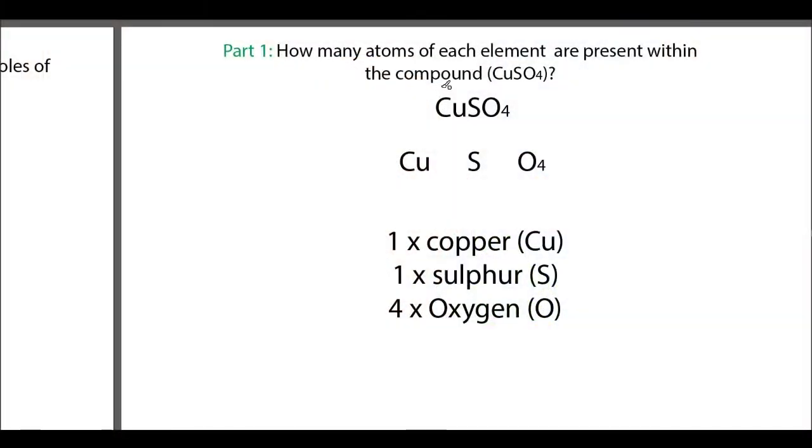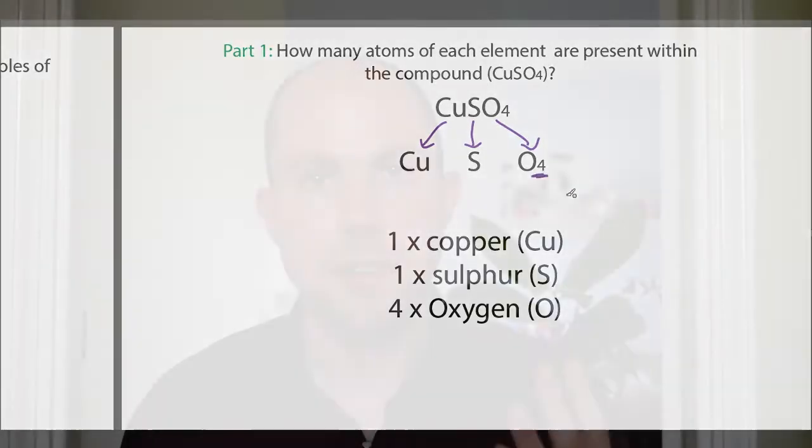So how would we go about tackling a question like this? Well, the first thing you'd need to ask is how many atoms of each element are present within your compound. So let's take, for example, copper sulfate. We have one atom of copper, we have one atom of sulfur, and we have 4 atoms of oxygen. That's because if you look at the oxygen, there's a small 4 to the right of it. It means there's 4 atoms of oxygen.